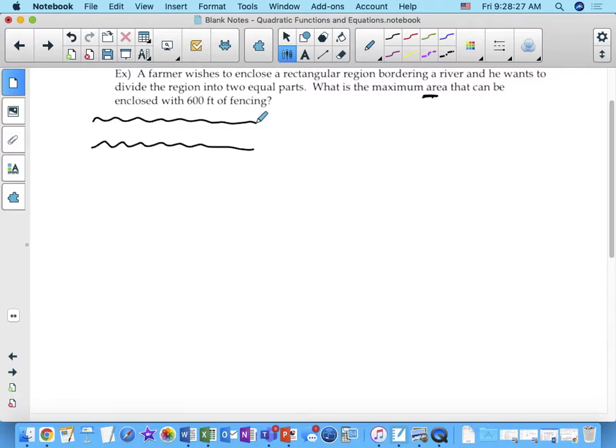Okay, so maybe he's trying to enclose animals that are really scared of water. I don't know, maybe it's cats. I think cats don't like water, right? Does anyone have any cats? Yeah, I think cats avoid water. So maybe he has cats and he's trying to enclose the cats and he knows the cats aren't gonna go in the water, okay?